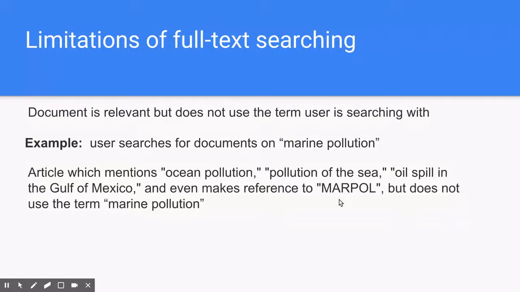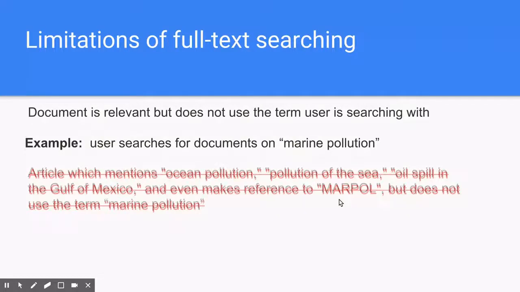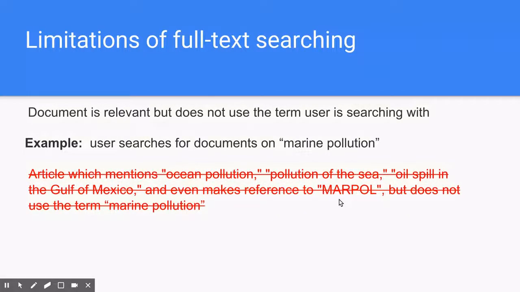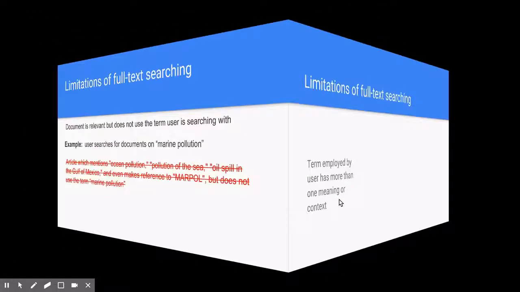I've actually had this several times where a student has gone right up to a database and typed in the phrase marine pollution. And I know of articles which mention ocean pollution, pollution of the sea, oil spill in the Gulf of Mexico, and even make reference to MARPOL, but never once used the phrase marine pollution. So as a result, that very relevant document is not going to be retrieved.